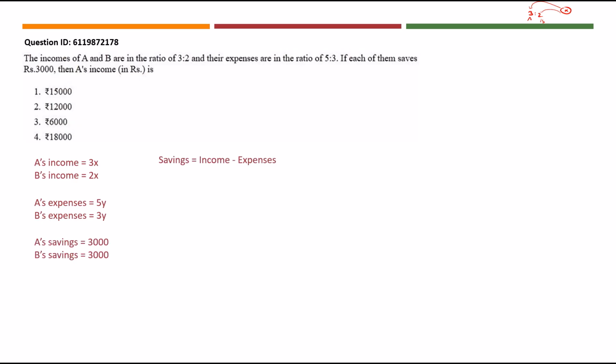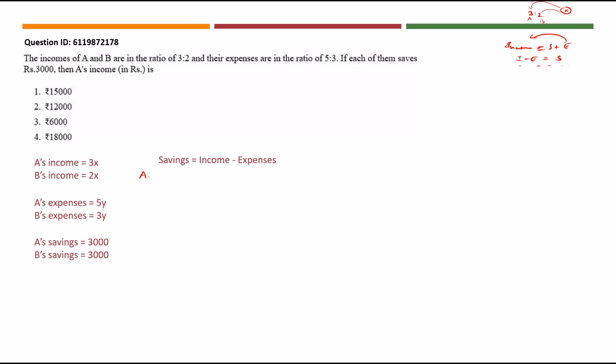What is the general formula for income? Income will be savings plus expenses. Since savings is given as a constant number 3000, we will bring expenses to this side. So income minus expenses will give you the saving value. I earn 10 rupees and I spend 5 rupees. What is the saving? It is 5 rupees. 10 minus 5 is equal to 5. So same concept we are applying here.